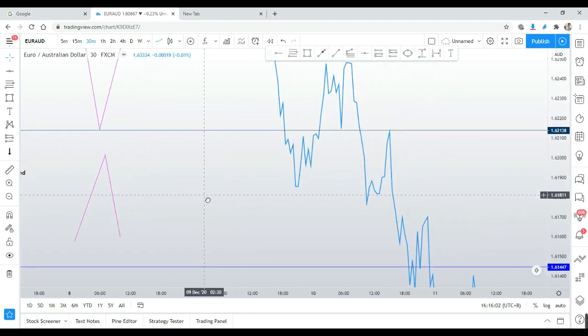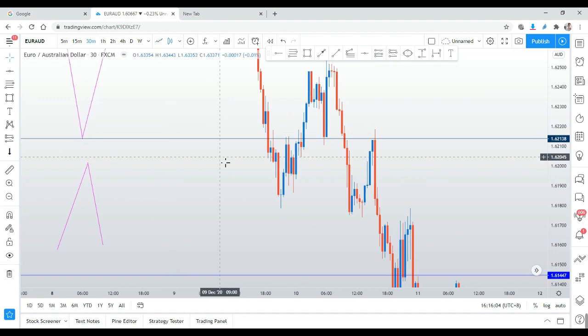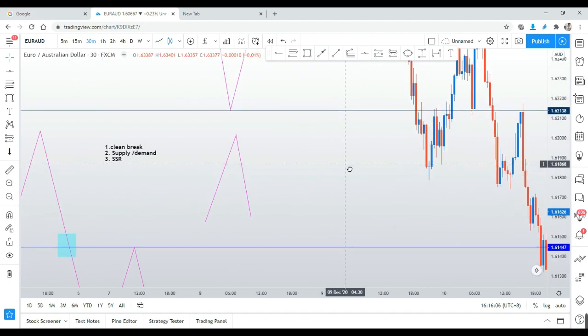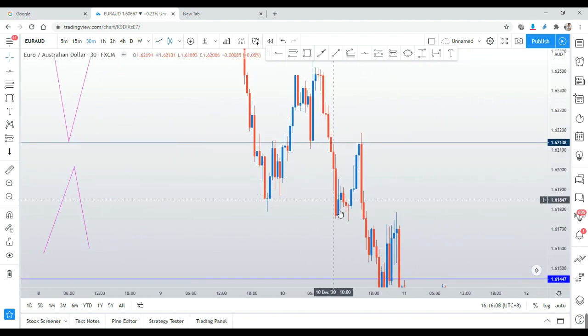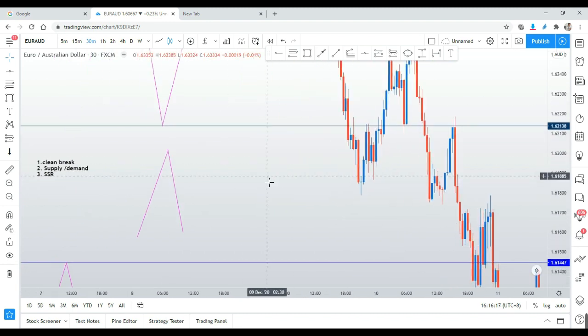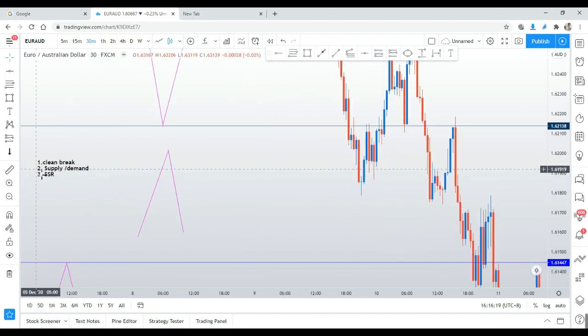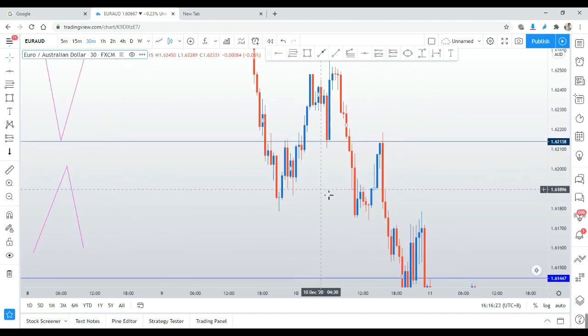Then let's switch it back to the candlestick and look for a clean break. Is this a clean break towards this area? Yes, it is. So we have two criteria correct. Now the last one is a bit challenging: supply and demand. You cannot see any supply and demand at this break.